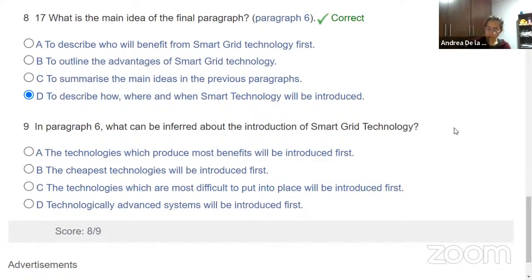So what would you guys say? What can be inferred? Letter B, Miss? The cheapest technologies will be introduced first. Do you guys agree? About the introduction of smart grid technology.